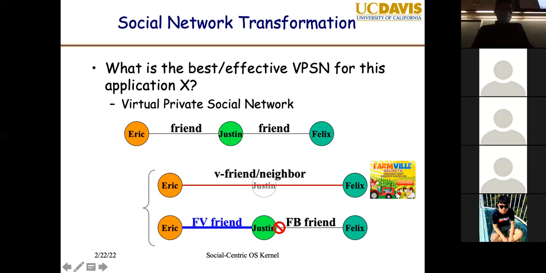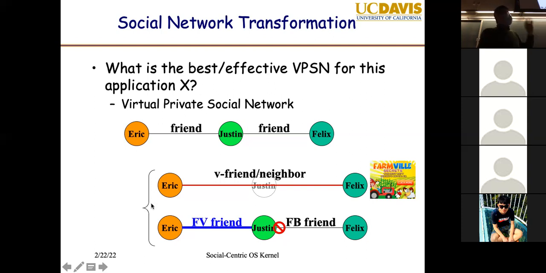Essentially, from the Farmville perspective, I can bypass Justin and say, okay, the true network that you should care about in this particular application is just between Eric and Felix. So with our protocol in FACE, I can make a system call to make FACE change that. So when this application tries to access the social informatics, it will see only this part.